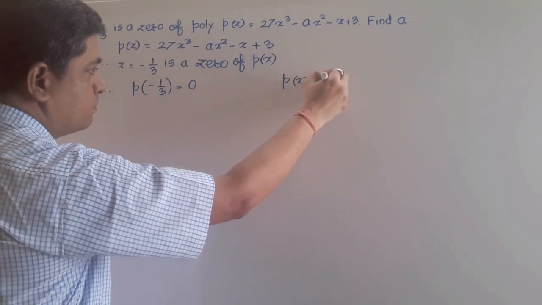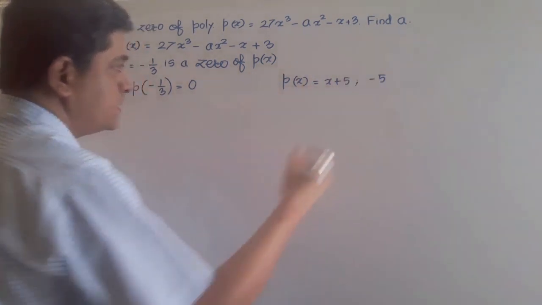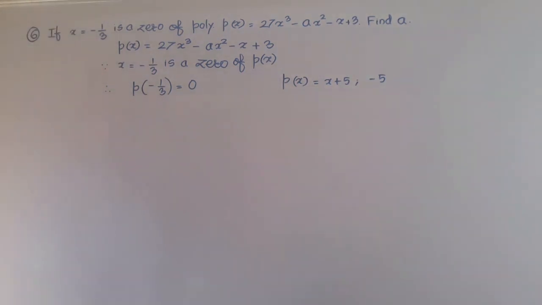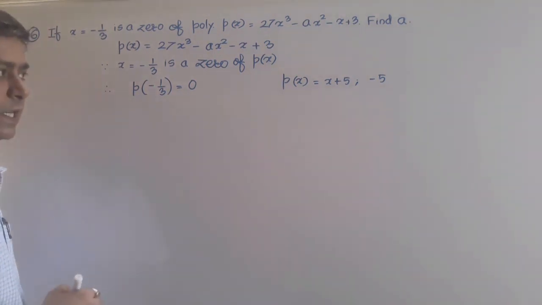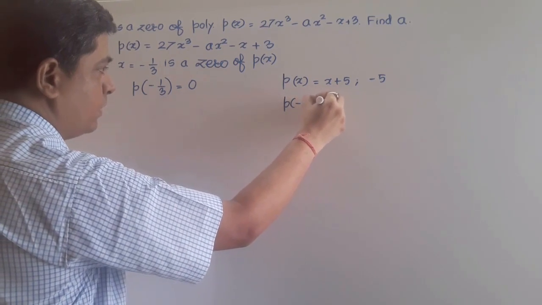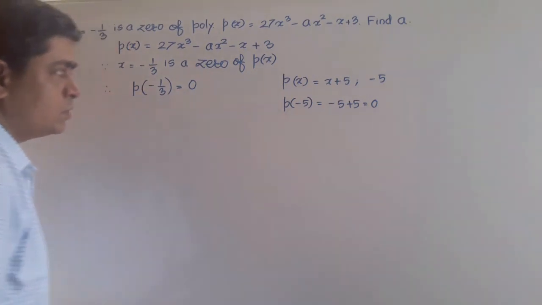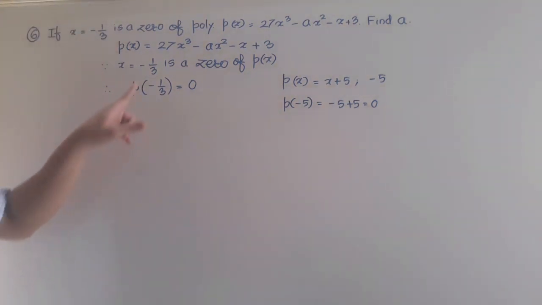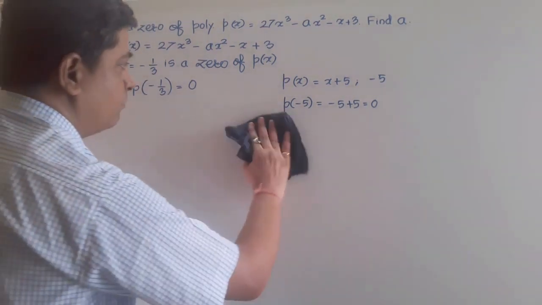As we have seen in the previous question, P of X was equal to x plus 5, and in that question I found minus 5 as a 0. Do you remember the first question? We found the 0 of P of X as minus 5. So when I kept minus 5 in place of X, that is minus 5 plus 5, it became 0. The same thing is happening here also. Minus 1 upon 3 is given as a 0, so when I replace x with minus 1 upon 3, the whole value will become 0. That definition I am following here.